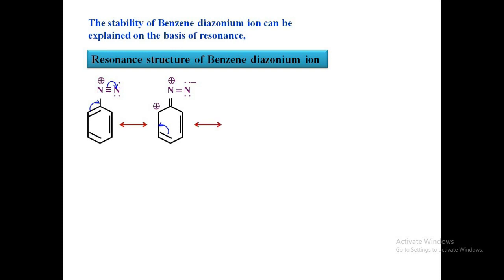the ortho position, gives the third resonating structure with positive charge at the para position, and again the pi electrons are delocalized to reduce the positive charge at the para position to form the fourth resonating structure with a positive charge at the ortho position. Resonating structures show that positive charge is formed at ortho and para positions in benzene diazonium ion.